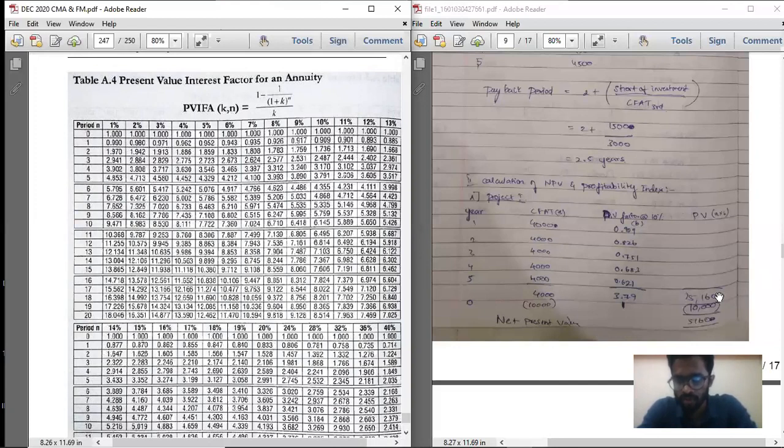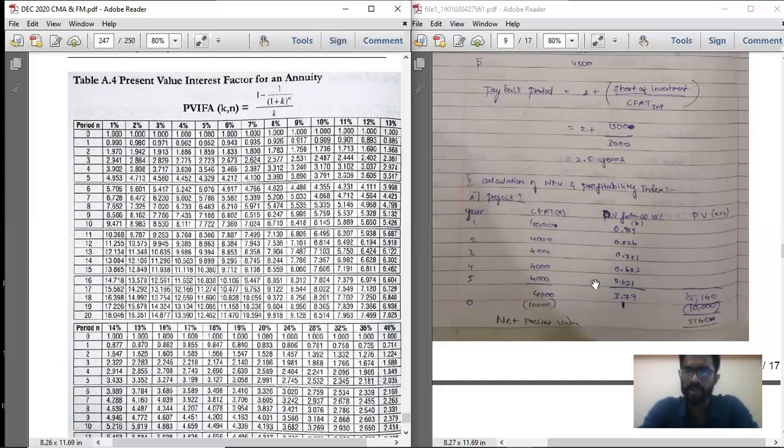4,000 into 3.791 is nothing but about 15,000. They have written 15,160, but here it is 15,164. So 4 rupees, round it off, 15,160 they have taken. If you multiply one by one, 4,000 into 0.909, 4,000 into 0.826, with the PV factors, you will get the same 15,160. Whereas if you multiply 4,000 with the annuity factor for 5 years, you will get the same 15,160.